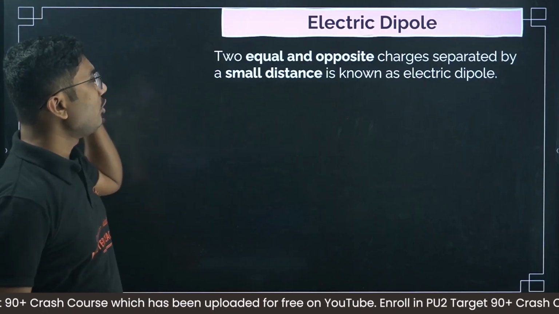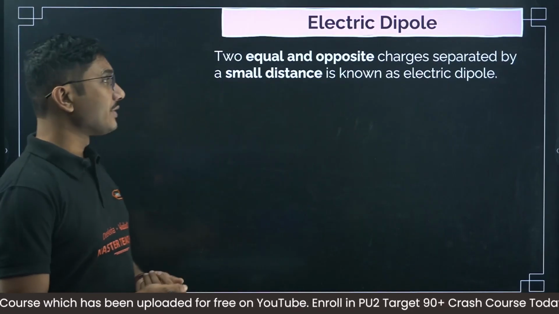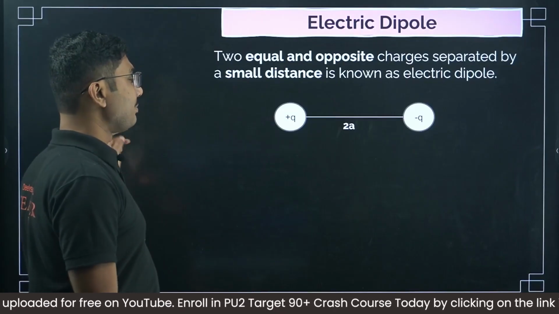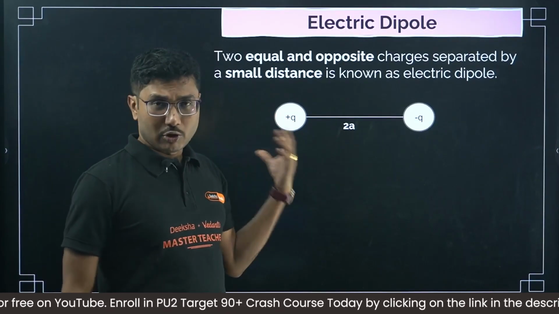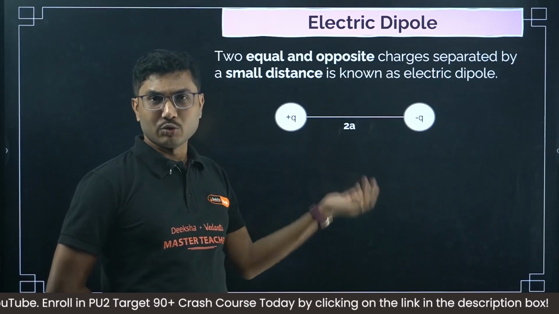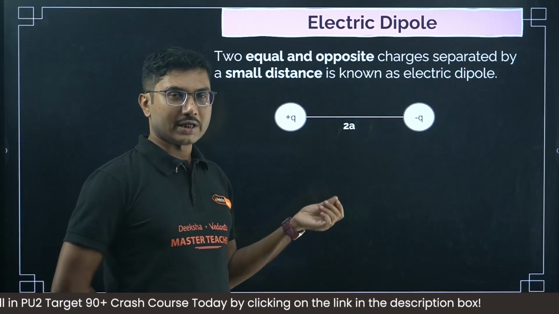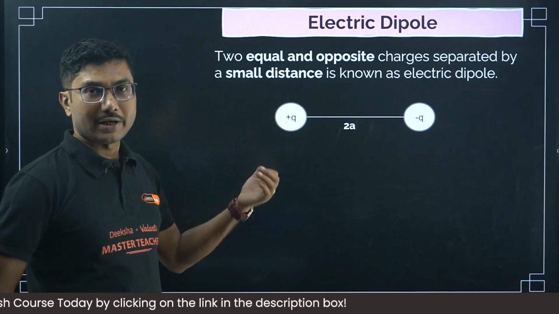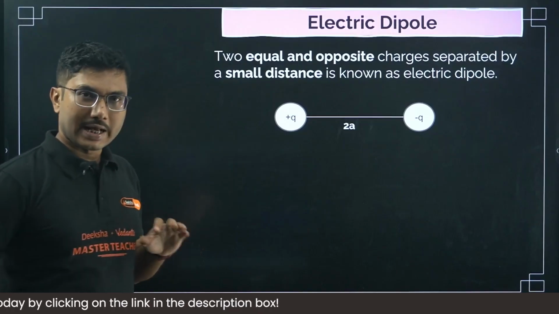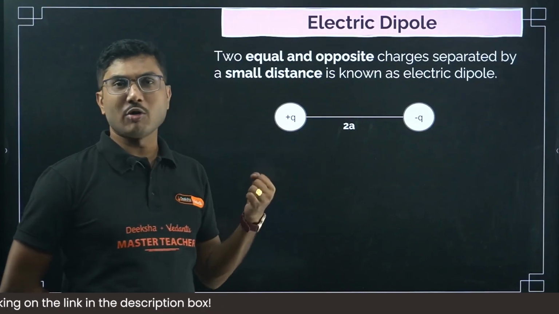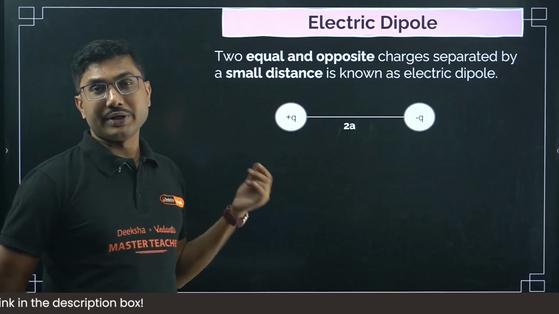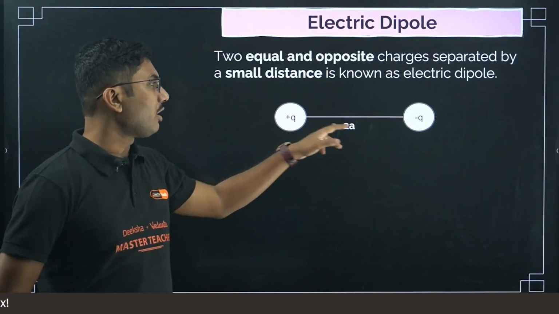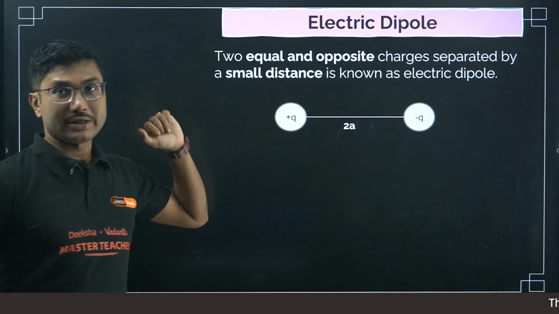So what is an electric dipole? Two equal and opposite charges separated by a small distance is known as an electric dipole. As simple as that. Two small charges means in the order of microcoulomb, nanocoulomb, they are considered to be small charges. Anything say a coulomb is not a small charge. And if the distance is small, it can be a nanometer or micrometer. So the distance is also very small. In that case, Q is small and the distance is small, then this is called an electric dipole.